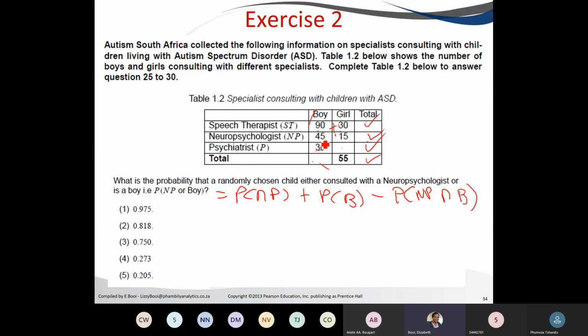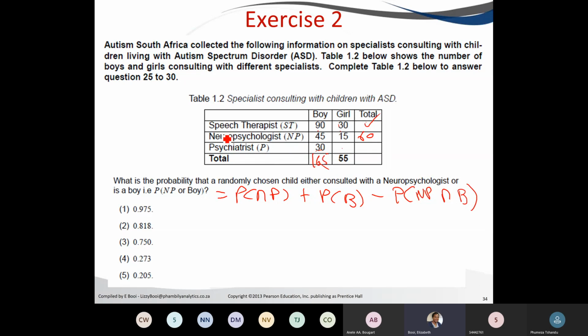remember, you are given events. So you can use the events, or you can use this last one. You can use the probability we used previously. What will be the probability of N over neuropsychologist, which will be the answer on here, which is 45 plus 15, which gives me 60. And if I add all this, I get 165.